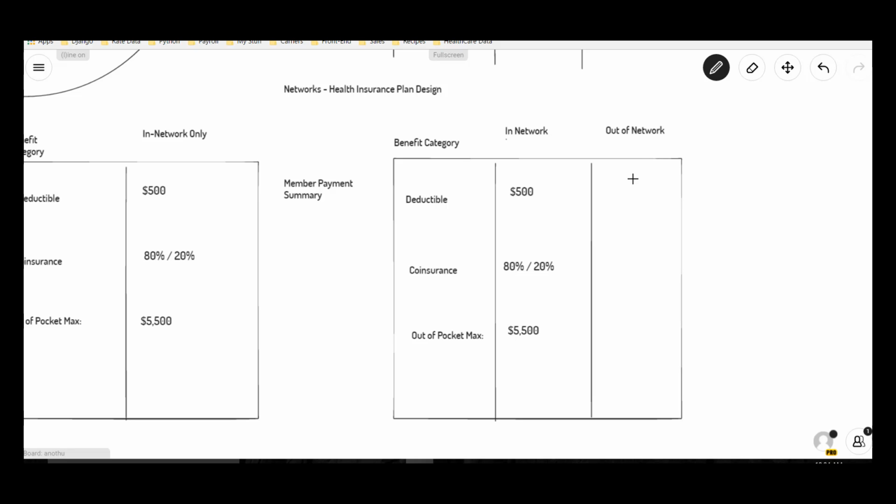However, what the health insurance plan says is that, look, we really want to encourage you to use our in-network providers.